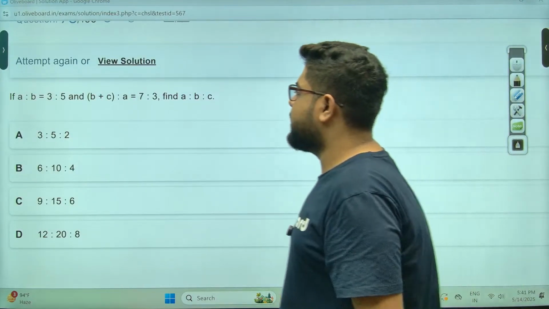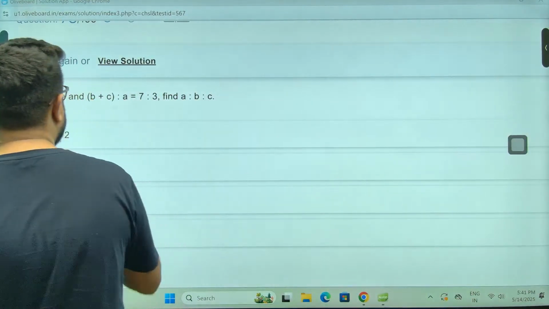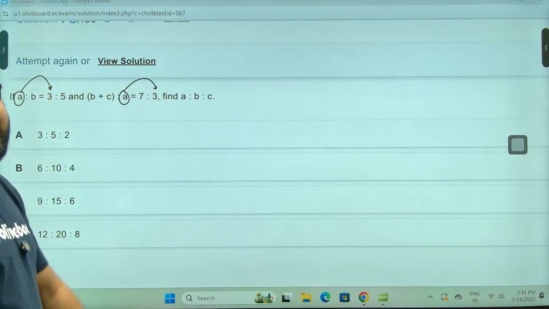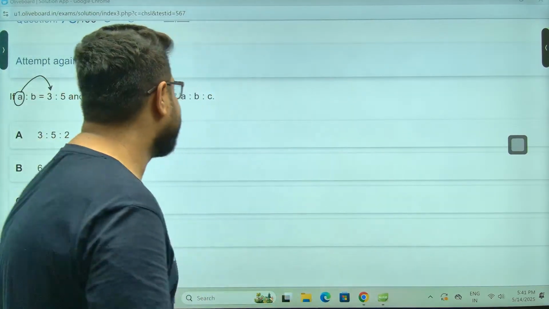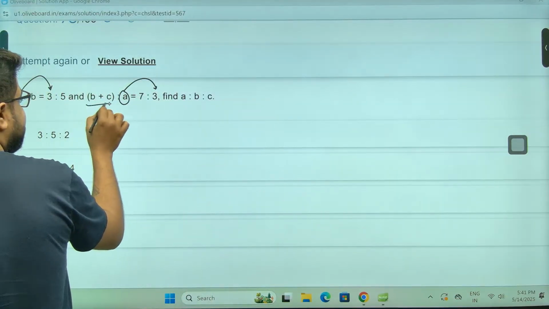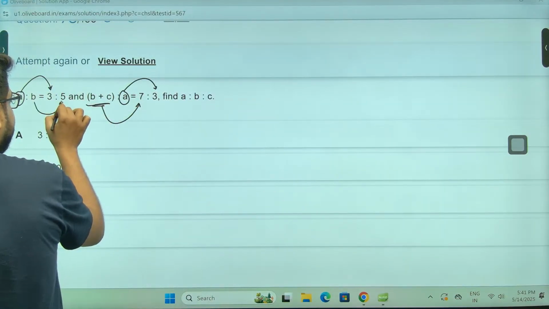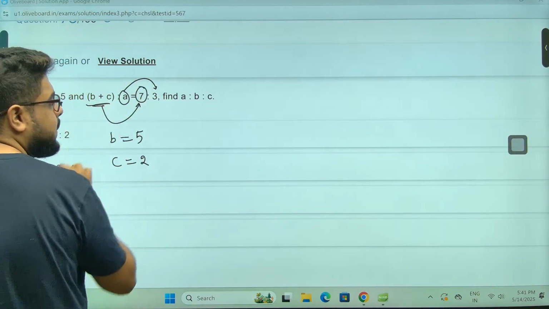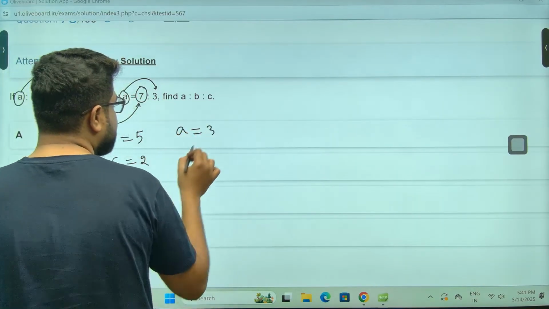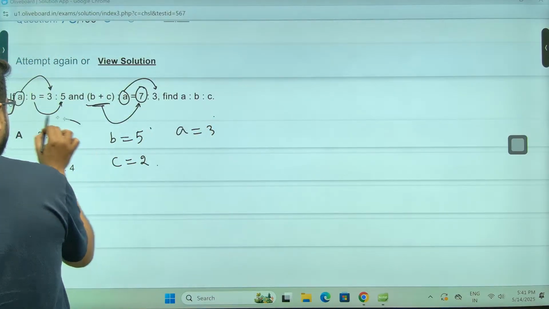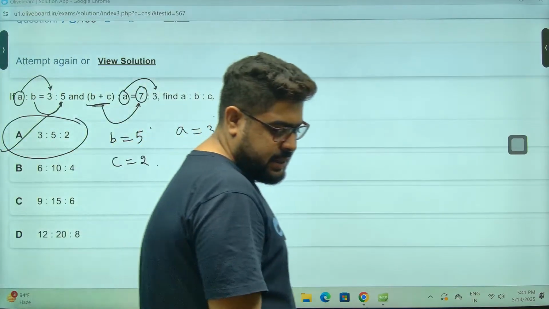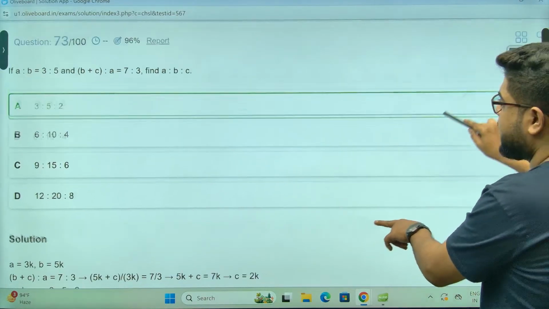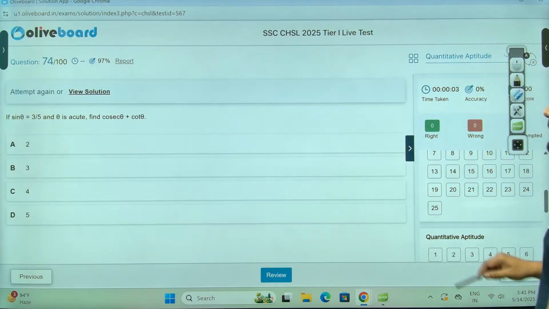A, B, 3, 5. Very simple. You see, A is 3 here, A is 3 here. If both are matching, then nothing can be easier. Why, sir? B plus C is 7, B is 5. So B is 5, C has to be 2, because total is 7. And A we all know is 3. So the answer will be 352, option A. These are the seconds questions, sir: 10 seconds. The questions are of 10 seconds each.